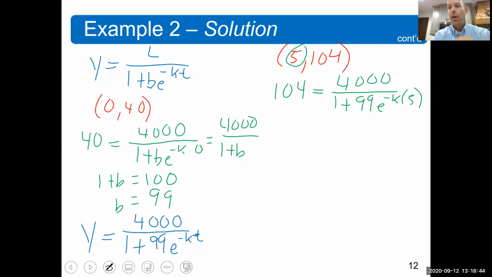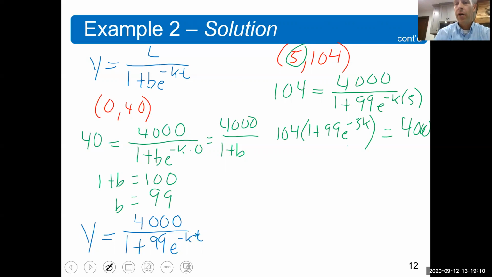So now we need to solve this. We could again cross multiply here. So we're going to get 104 times 1 plus 99 e to the negative 5k equals 4,000. Running out of room here. We could divide both sides by 104, then subtract 1, and then divide by 99, all that good stuff. I'm not going to do the rest of this step. I'll let you do that.